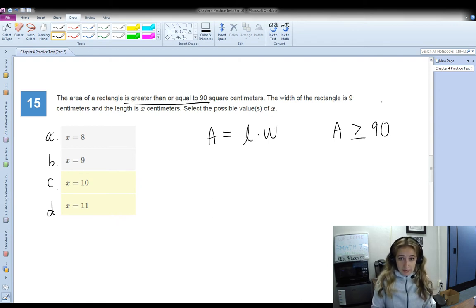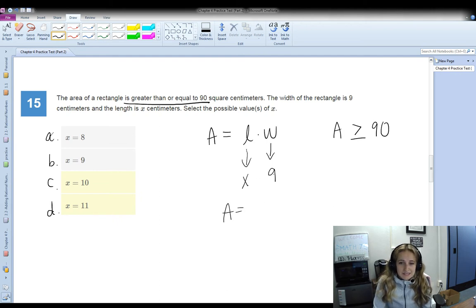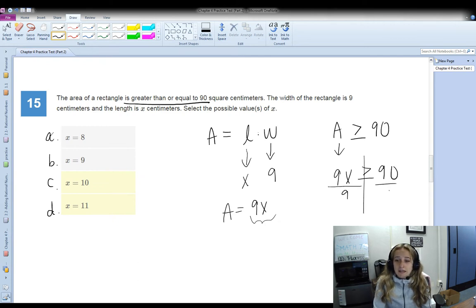So the width of the rectangle is 9. So I know that this is going to equal 9. And we don't know the length. The length we're going to represent with x. So how we're going to do this is, first, the area is going to equal x times 9 because remember, it's length times width. So that's just going to be 9x. So area is going to be represented with 9x. And then remember that our area needs to be greater than or equal to 90. Well, this is equal to our area, so we're going to sub that in for the A. 9x is greater than or equal to 90. Then we're going to solve our inequality. Divide by 9. Divide by 9.